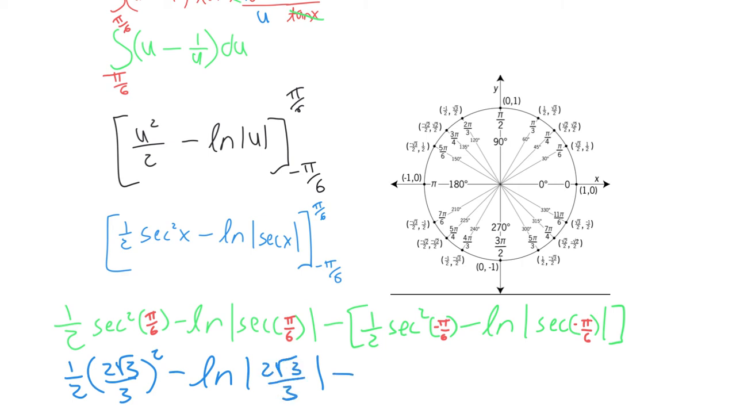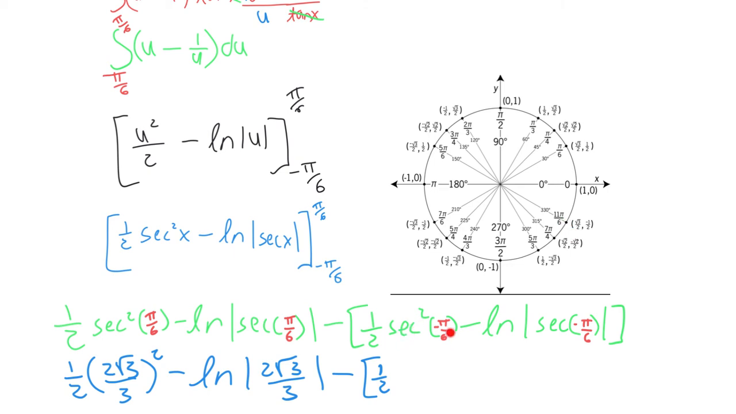And we will then be subtracting this stuff. So it's going to be 1/2. Now, the secant of negative pi over 6, well, negative pi over 6 is here, and that's actually going to be the same thing, believe it or not.